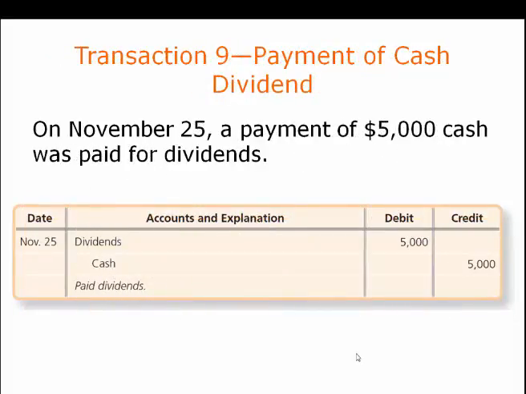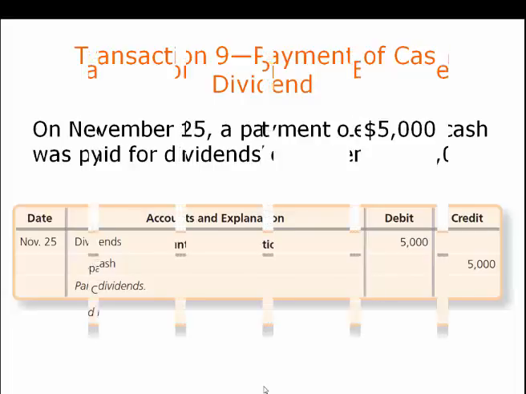On November 25th, a payment of $5,000 in cash was paid for dividends. Dividends is a distribution of profits. Now understand this is an illustration, so they probably won't do this early on in a business, but this is an illustration to show you what dividends are. So cash went out, and what else happened? We increased dividends, so we debited it. That's the normal balance of a dividend.